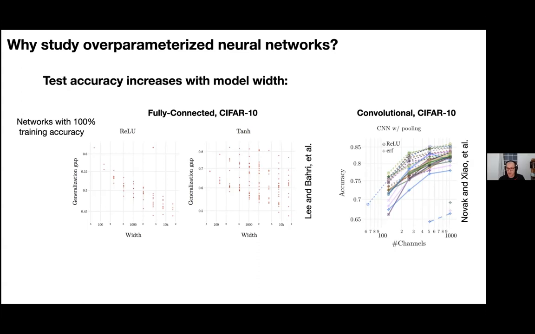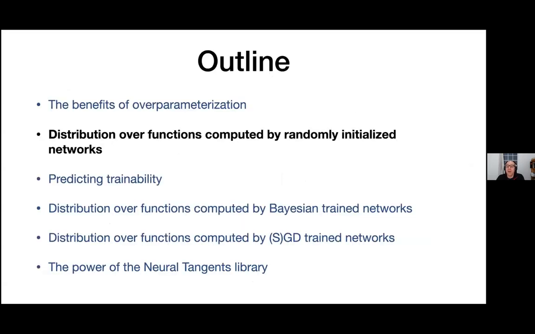And so this observation, for both fully connected networks and CNNs and other architectures, that we do strictly better with increasing width maybe raises the question: what happens in the limit of infinite width? To start to answer that question, let's examine the properties of wide neural networks at initialization. As we're going to talk about in the second half of the talk, many parts of this also apply to networks trained by gradient descent or Bayesian parameter estimation.